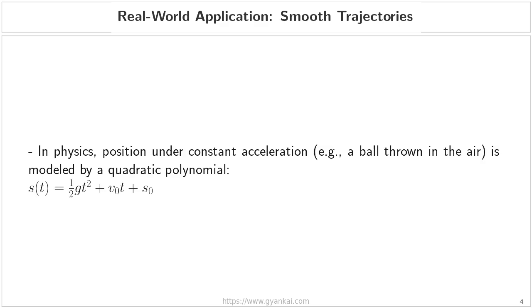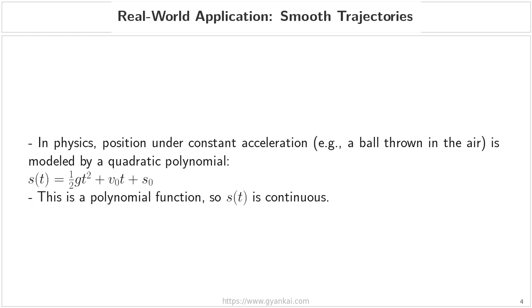Real-world application, smooth trajectories. Now that we have established the theoretical proof that all polynomial functions are continuous, let us look at how this applies to the real world. In the field of physics, the position of an object moving under constant acceleration, for example, a ball thrown into the air, is modeled using a quadratic polynomial. The formula for this is s of t equals 1/2 gt squared plus v0t plus s0.